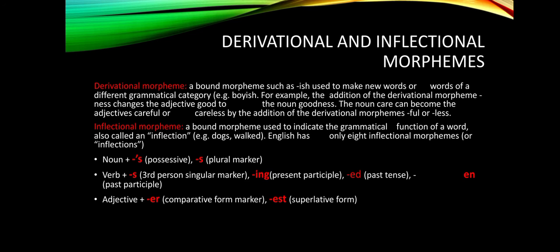Now comes derivational and inflectional morphemes. Derivational morphemes are bound morphemes such as the suffix ish, used to make new words or words of a different grammatical class or category. For example, boyish. We know boy is a noun, and when we add ish at its end as a suffix, we get a new word that is an adjective. So a word changes its grammatical category from noun to adjective.